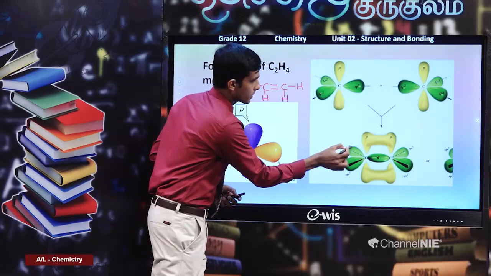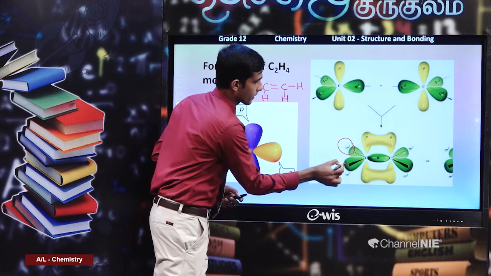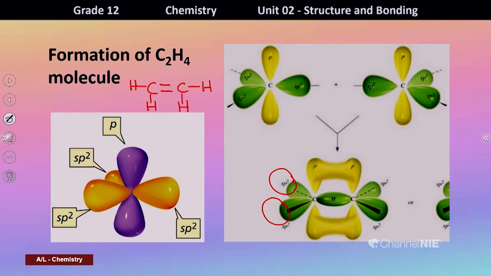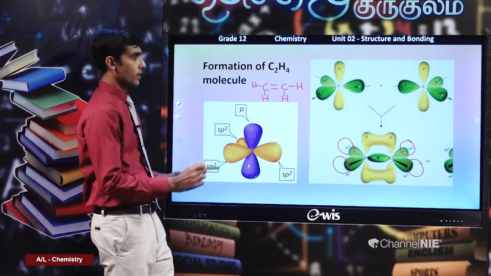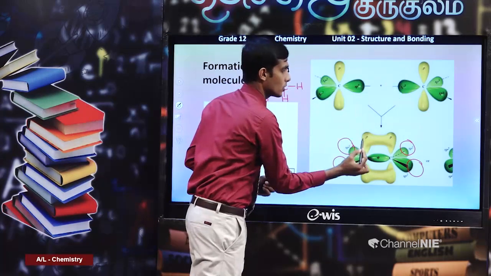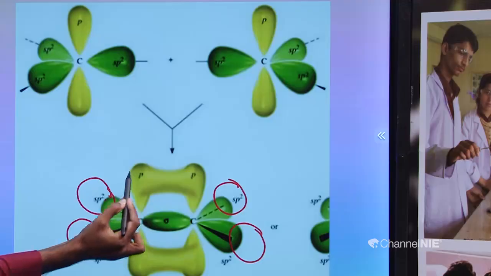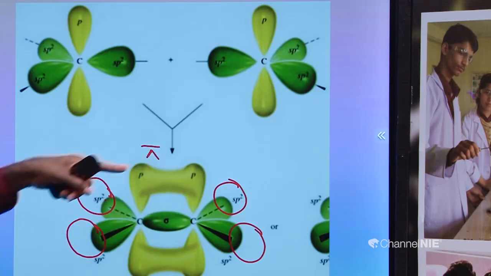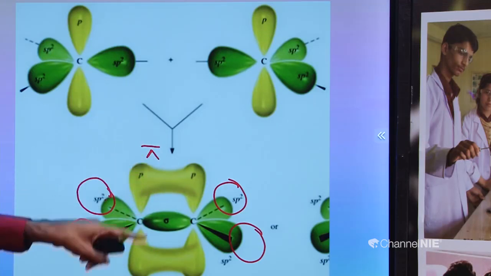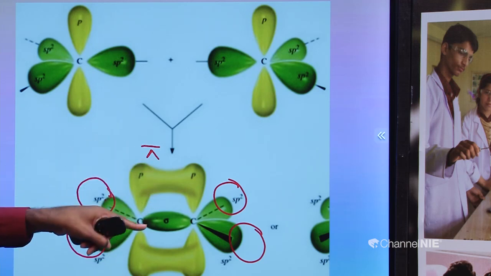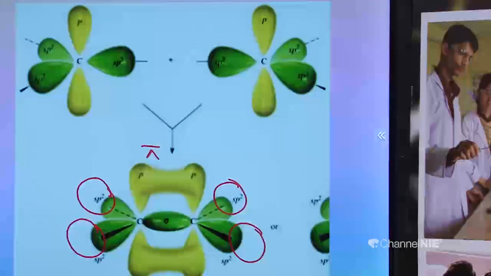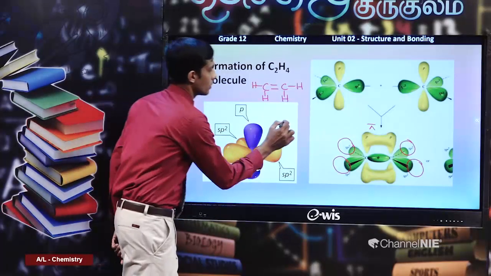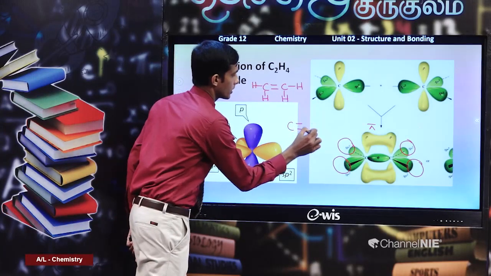I can represent this in the same diagram like this, with 1s orbitals like this. Then the 2p orbitals which did not undergo hybridization, perpendicular to each other, will overlap laterally to form the pi bond. So, the electron cloud of the pi bond is just above and below the axis of the sigma bond. So, the C2H4 molecule actually looks like this.